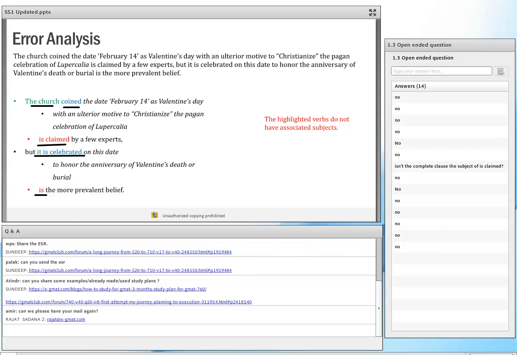No, that's not the entire subject. It is celebrated is a subject-verb. It is celebrated on this date is the most prevalent belief? No, that part is its celebration is the most prevalent belief. Then its celebration would be the subject, but it is celebrated can't be the subject. Again, that's one of those things that you need to really focus on. Arnav, does that help?